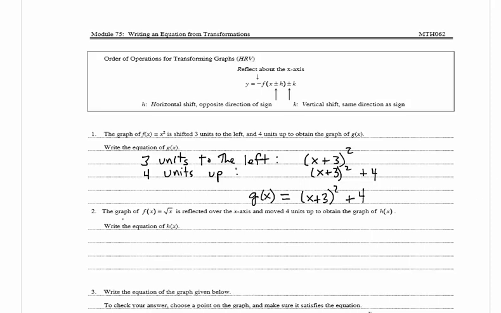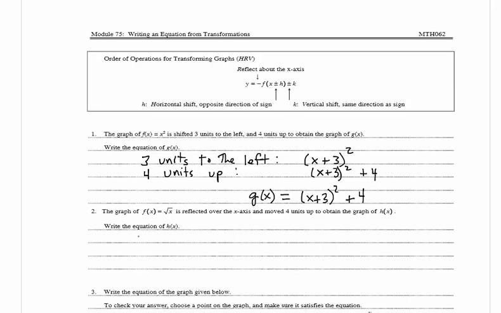In 2, it says the graph of f of x is equal to the square root of x is reflected over the x-axis and moved 4 units up to obtain the graph of h of x. Write the equation of h of x. So we're going to start with our function f of x is equal to the square root of x. And we have a reflection over the x-axis, and we have a vertical shift. So we want to do the reflection first and then the vertical shift.